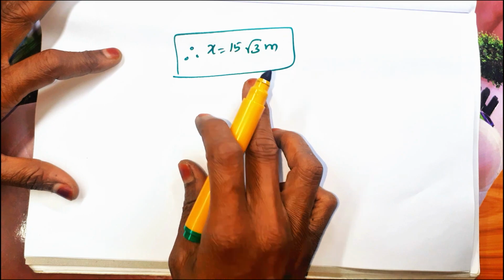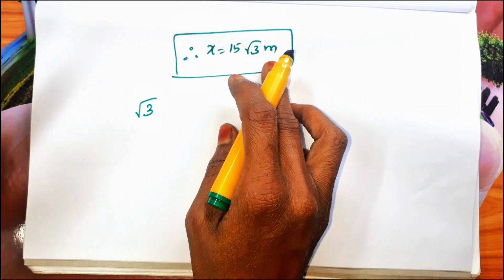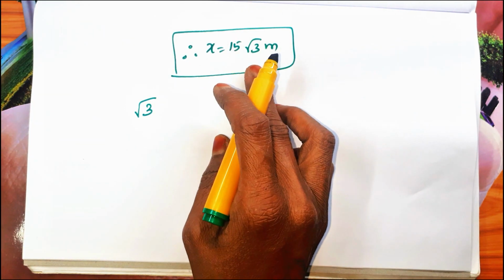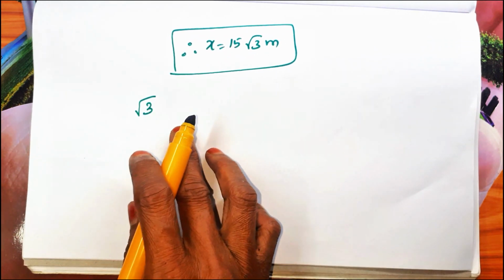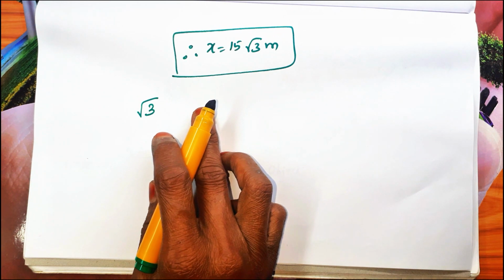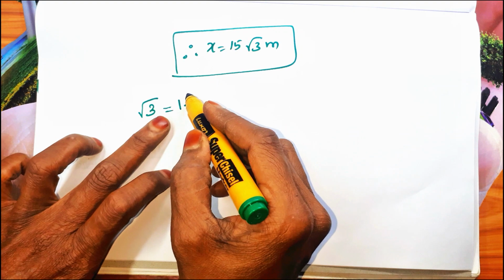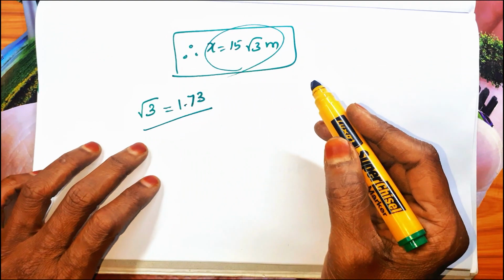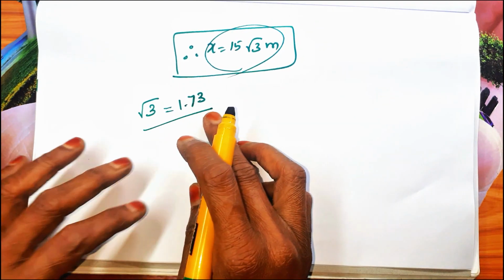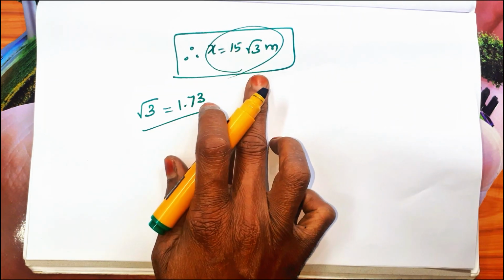In some problems, in the problem itself, they will give the square root of 3 value. If it is given, we have to multiply, or else no need. Just as it is, what we are getting, 15 into root 3, we can give as the final answer. If they have given in the problem, for example, root 3 is equal to 1.73, we have to take this value and multiply it with this 15. But here in the problem, they didn't give root 3 is equal to 1.73. So as it is, 15 into root 3, we can take that.